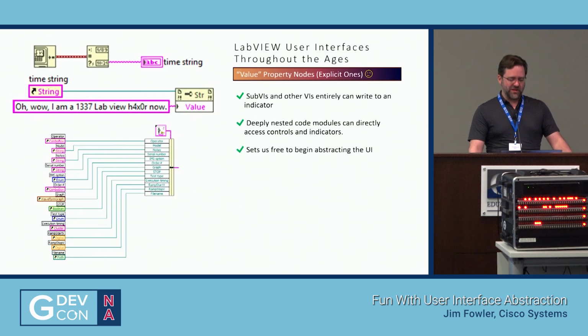All right, so now we're elite. We have property nodes, explicit ones. Now we have the ability in sub-VIs or other VIs entirely to write to an indicator. We could deeply nest modules that can directly access controls and indicators, and it sets us free to begin abstracting the UI.